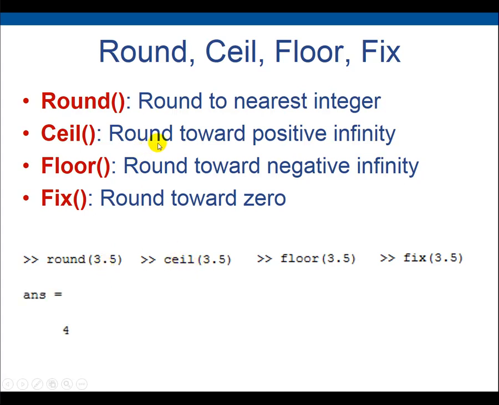Ceil, round toward positive infinity. That is number 4. Floor, round toward negative infinity. That is 3, right? The fix, round toward 0. So this value rounded toward 0, the answer is 3.